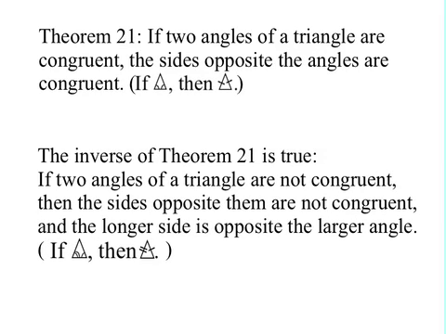And it also applies for Theorem 21. The inverse of Theorem 21 is, if two angles of a triangle are not congruent, then the sides opposite them are not congruent, and the longer side is opposite the larger angle. And again, this is its own theorem, and we'll look at it in more detail in a later lesson. And also, the pictures could be read, if not angles, then not sides.